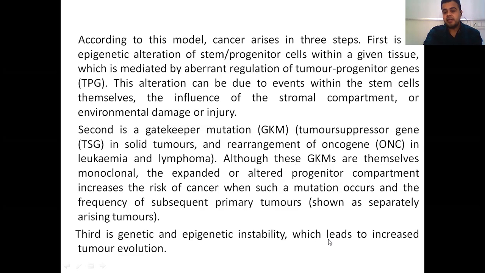Third is epigenetic instability, which leads to increased tumor evolution. That means epigenetic instability explains that there will be post-translational modification changes or expression changes happening after gene expression, which can increase the tumor. So either it can happen by the aberrant regulation of tumor progenitor genes or mutation in those genes, or it can happen by gatekeeper mutations in tumor suppressor genes. We'll talk about this in detail further.